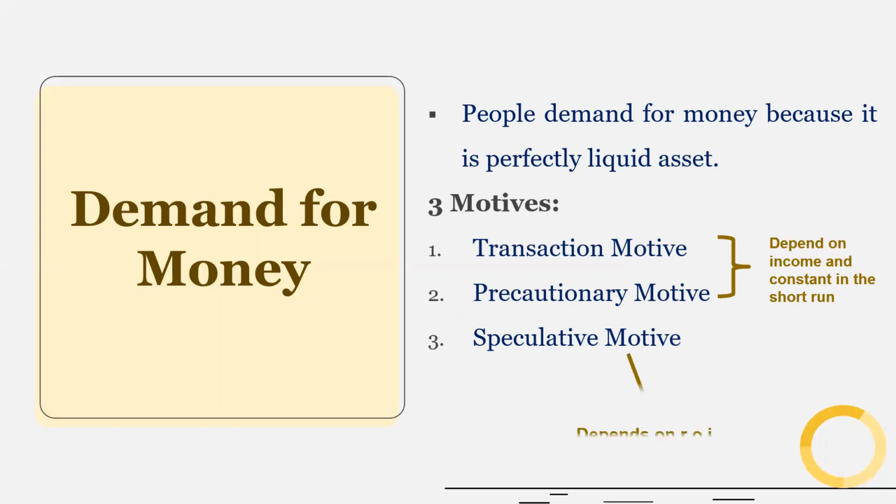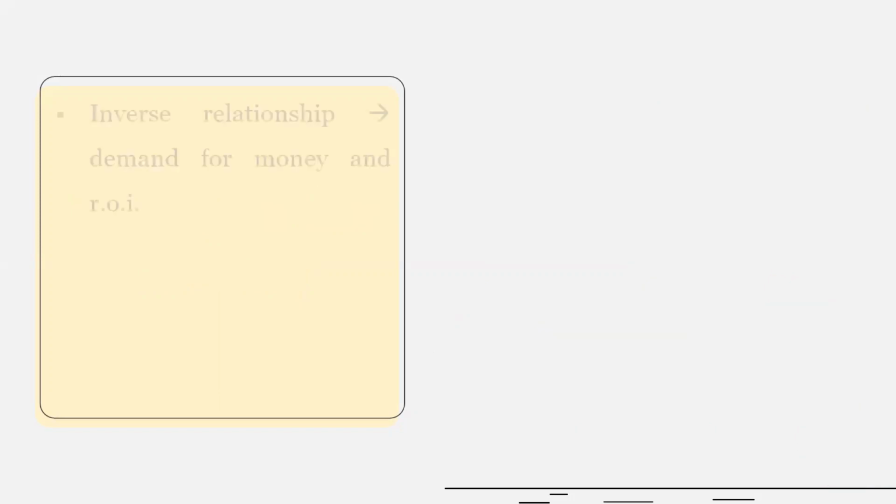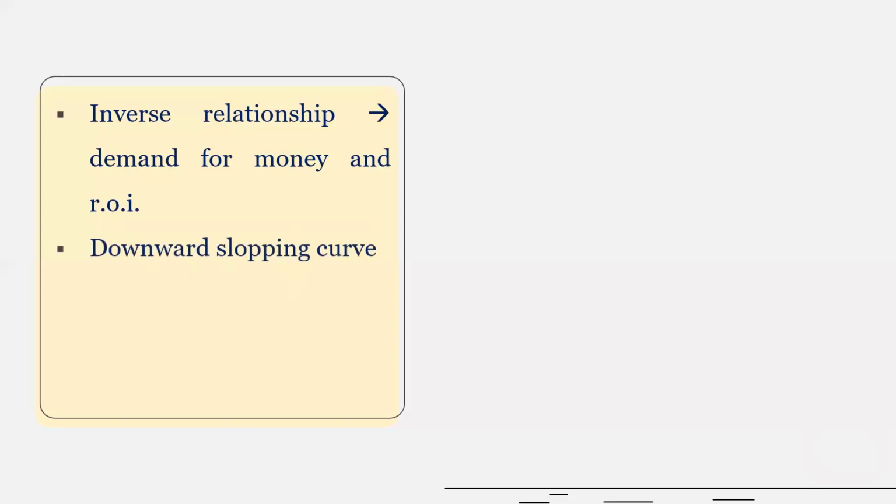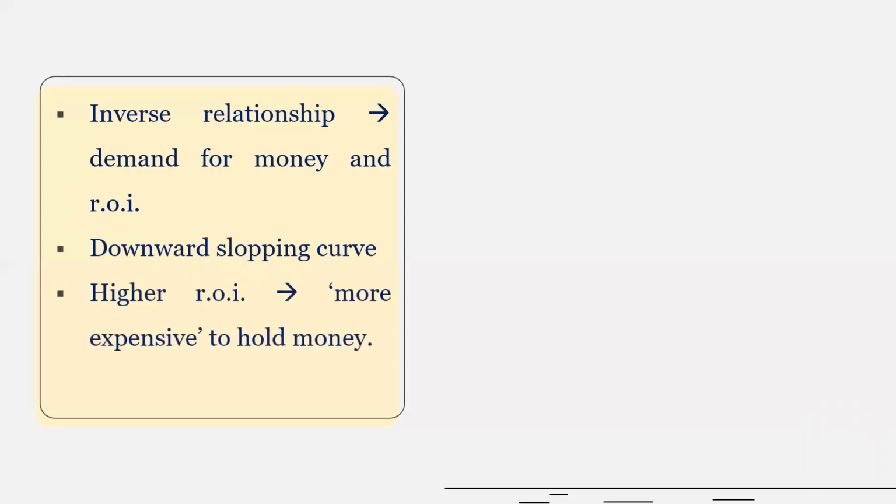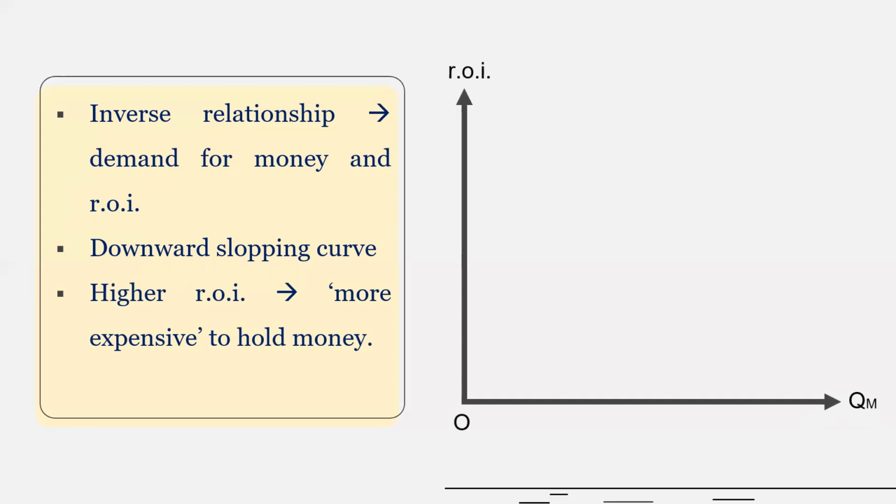On the other hand, speculative motive of demand for money depends on the rate of interest, and according to Keynes, there is inverse relationship between speculative demand for money and rate of interest. And therefore, we are getting downward sloping demand for money curve. So higher the rate of interest, more expensive to hold money. See this diagram. On x-axis, we have quantity of money. On y-axis, we have rate of interest. And this is our demand curve for money.